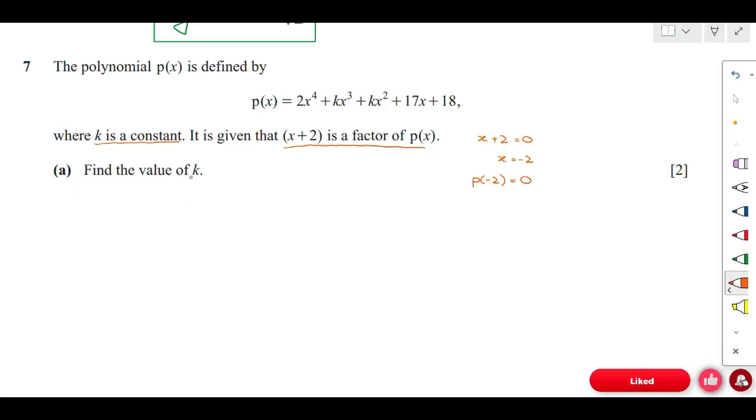Part A, find the value of k. Use this information: substitute x equals negative 2 in the polynomial and the result should be equal to 0. So 2 times negative 2 to the power 4, plus k times negative 2 cubed, plus k times negative 2 squared, plus 17 times negative 2, plus 18, that is equal to 0.